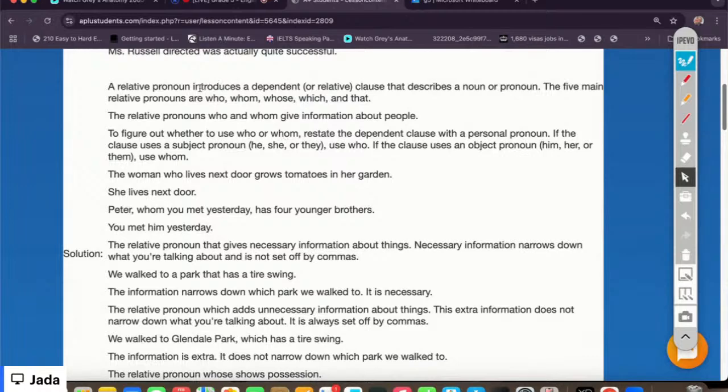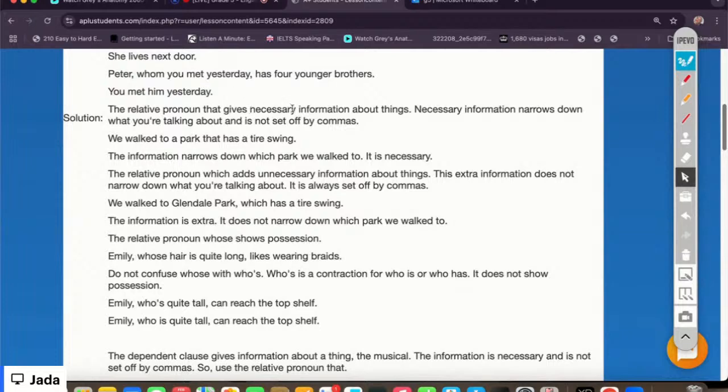Alright, so we know that the relative pronoun introduces a dependent clause. And if you need to find who and whom, you have to make sure that you take note of the subject pronoun and object pronoun. Now, who goes with subject and whom goes with object. The relative pronouns who and whom give information about people. So, we also have the relative pronoun that, which gives necessary information about things. Necessary information narrows down what you're talking about and is not set off by a comma.